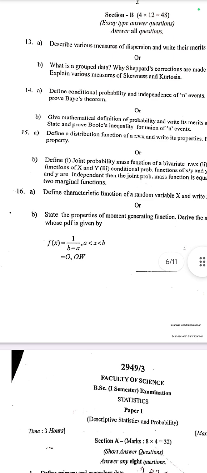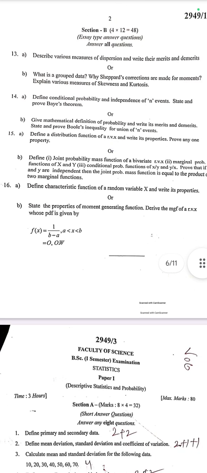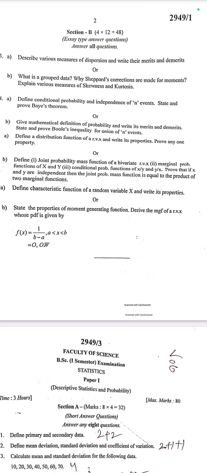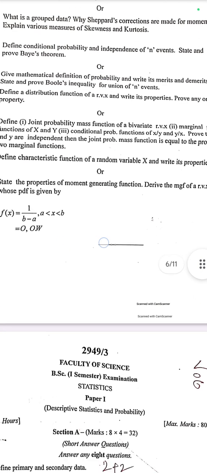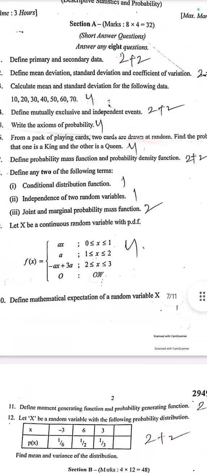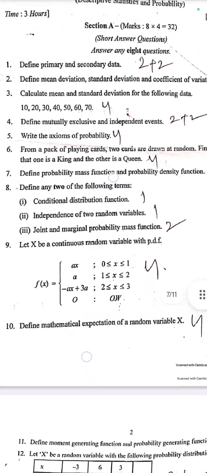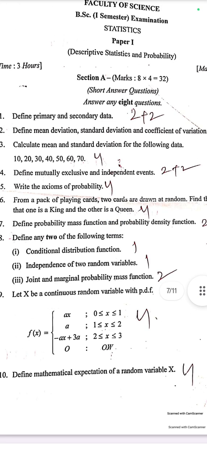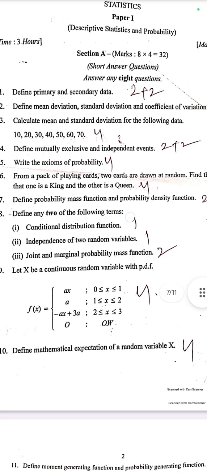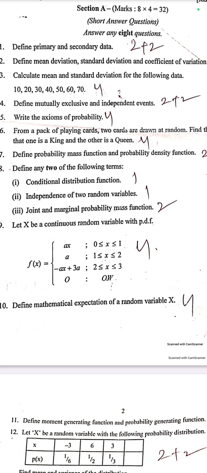Next, joint probability conditions, joint random variable conditions and also the marginal probability distribution functions. Okay, similarly, you can see these are very important questions. Each and every year we are seeing these calculations. They ask you to find the f of x value, find the a value. In short answers, write about the independence of two random variables and conditional distribution functions.